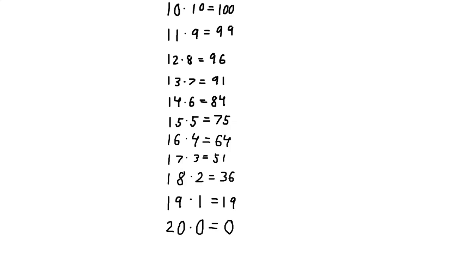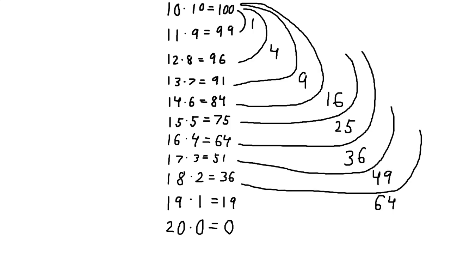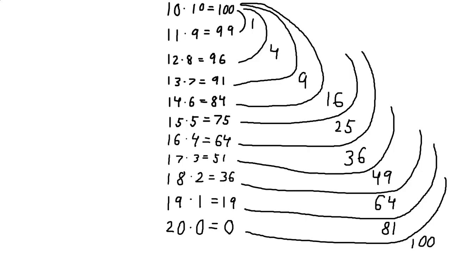Do you see it? Well, let's take the difference between 100 and each successive term in this sequence. We have 100 minus 99 is 1, 100 minus 96 is 4, 100 minus 91 is 9, 100 minus 84 is 16, 100 minus 75 is 25, 100 minus 64 is 36, 100 minus 51 is 49, 100 minus 36 is 64, 100 minus 19 is 81, and finally 100 minus 0 is 100.